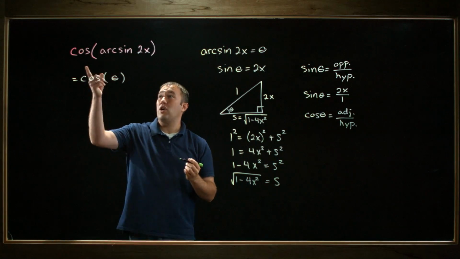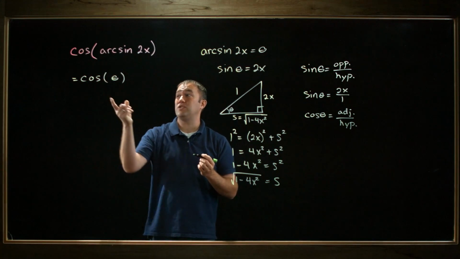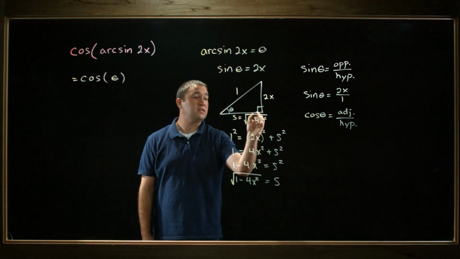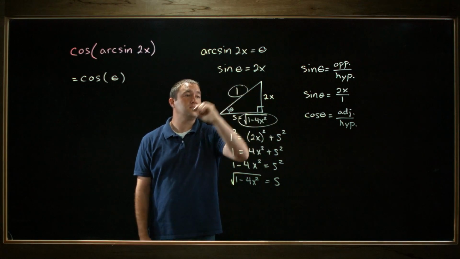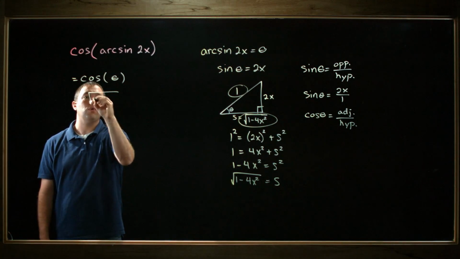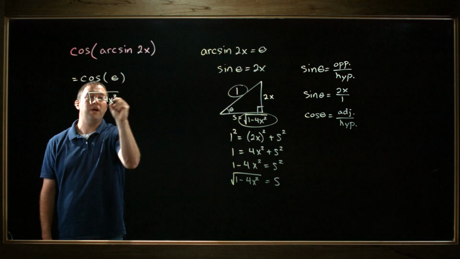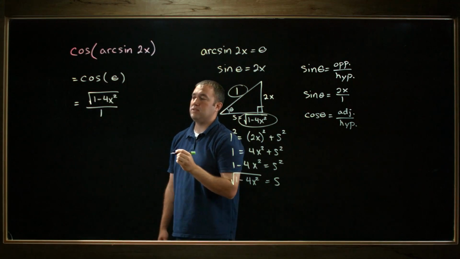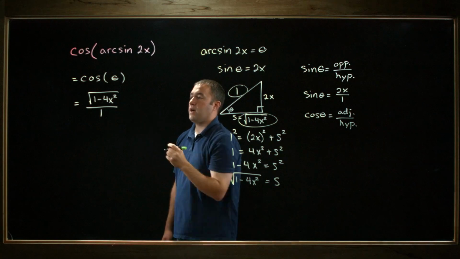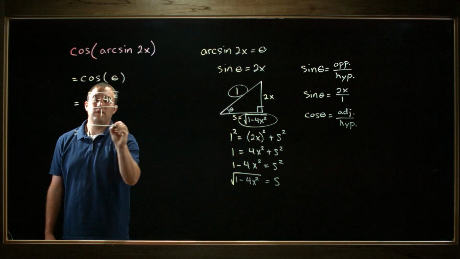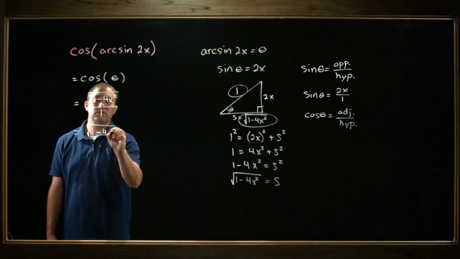I know that my cosine of arcsine of 2x is really just cosine of theta, and I know that cosine theta is adjacent over hypotenuse. So I'll write that out. Adjacent is the square root of 1 minus 4x squared. And the hypotenuse is 1. And just to make things a little more nice, I could take out that 1 because if I divide by 1, I just have the original expression. So it's the square root of 1 minus 4x squared.